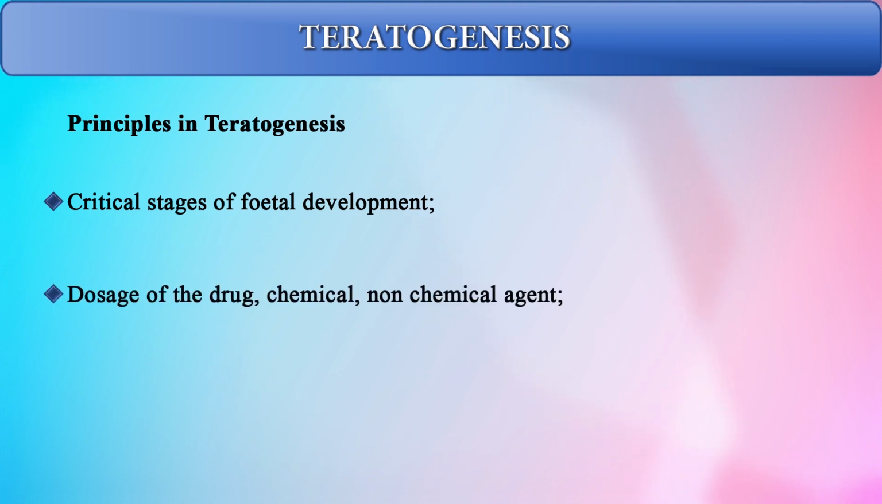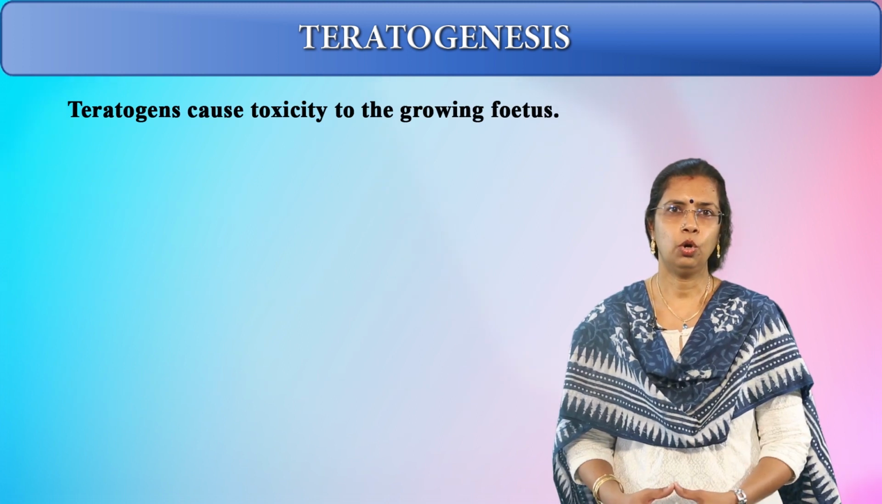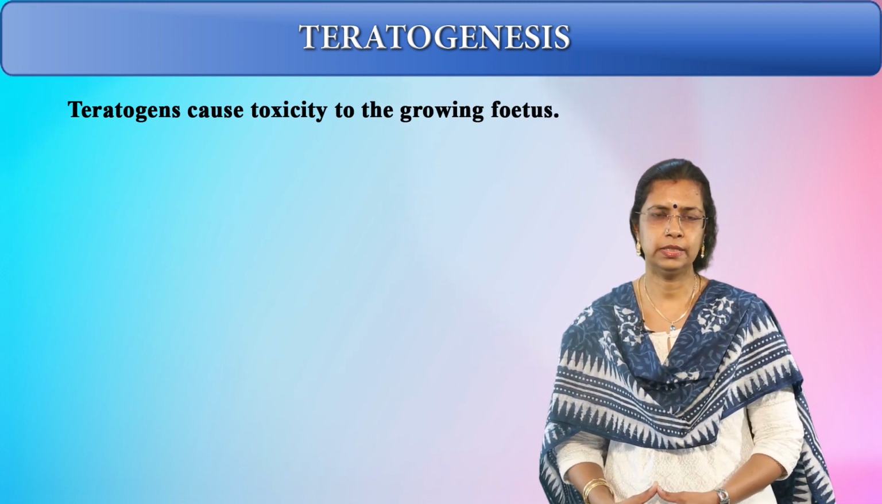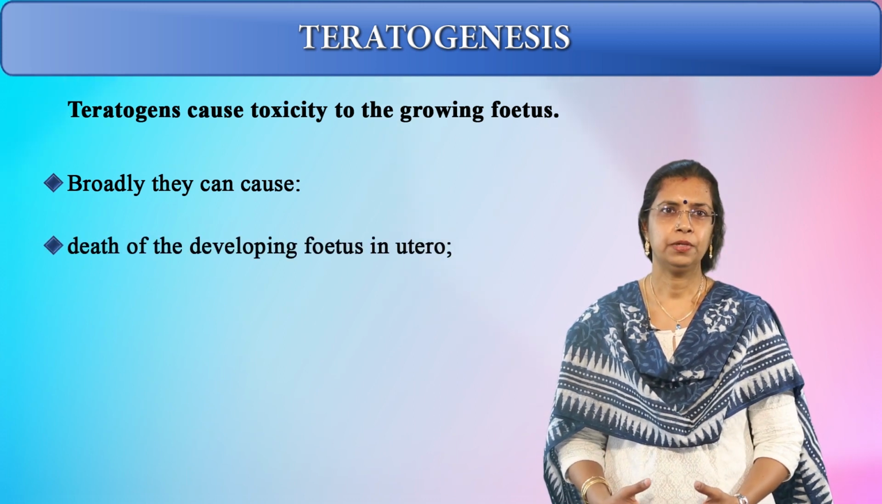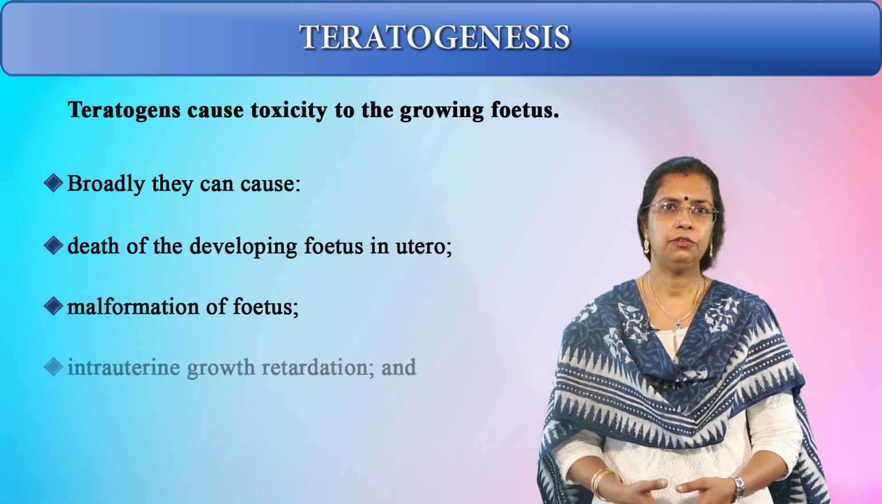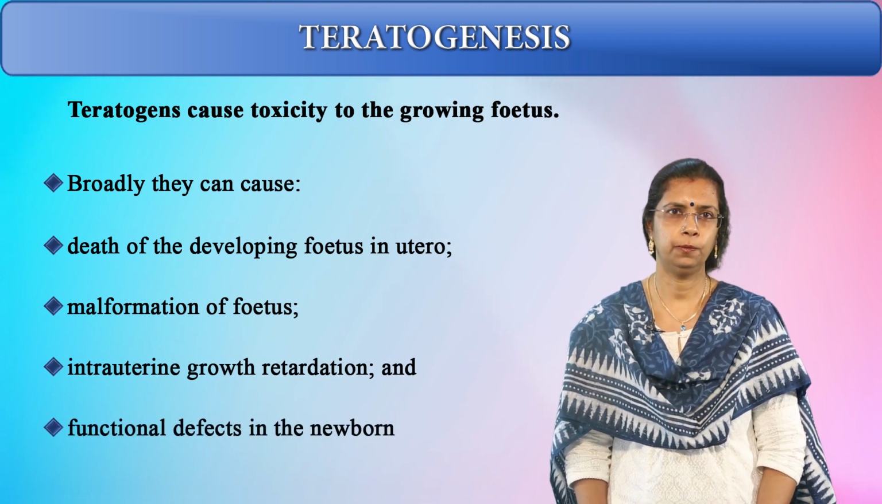The dosage of the drug, the chemical, the radiation or the viral agent is important. Genotype, that is the genetic constitution of the mother and the embryo, are again important factors. Teratogens can cause toxicity to the growing fetus, and broadly they can cause death to the developing fetus in utero, malformation of the fetus, intrauterine growth retardation and functional defects in the newborn.